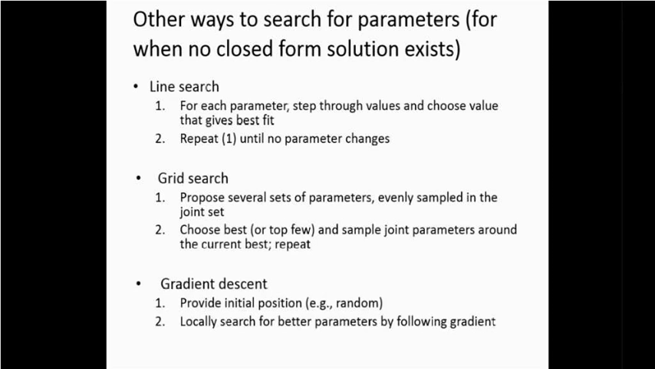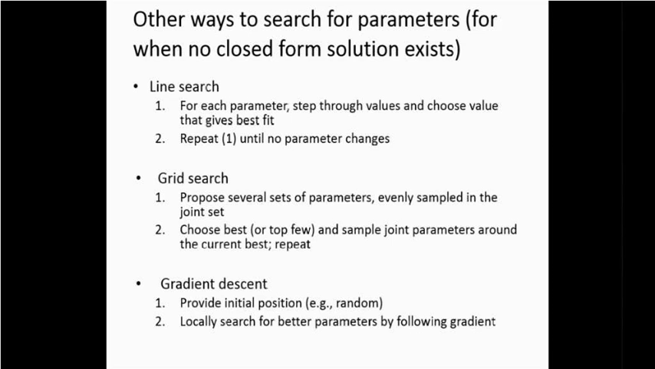The other solution is gradient descent. There you provide some initial position. You have some initial guess at your parameters. You estimate the derivative of your error function at your current set of parameters. And then you move in the direction to decrease your error function according to that derivative. So that's a local search for parameters by following the gradient.